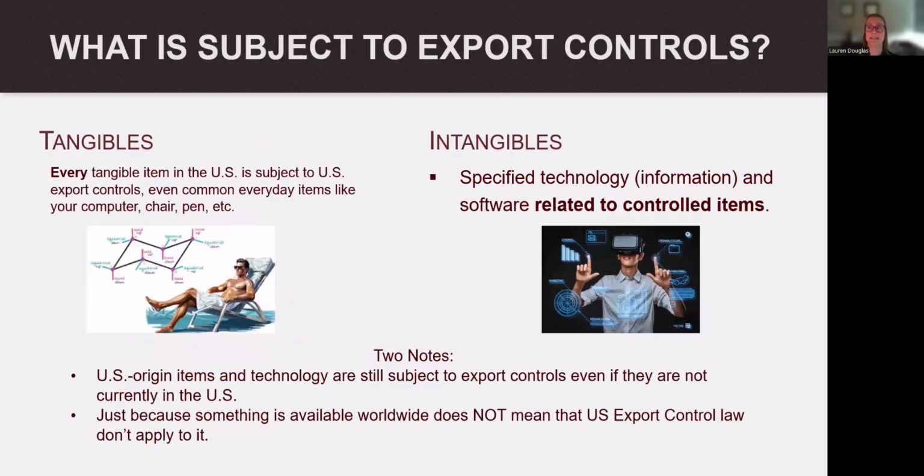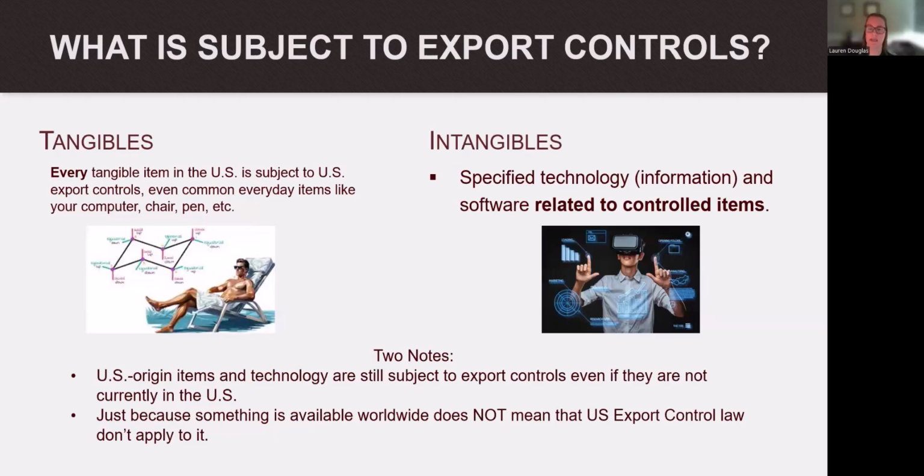So what is subject to export controls? Every tangible item in the US is subject to US export controls, even things like the computer you're watching this on, the chair you're sitting in, the pen you're holding. It also applies to biological materials, chemicals, things like that. It also applies to intangibles, so specific technology or information and/or software that is related to controlled items.